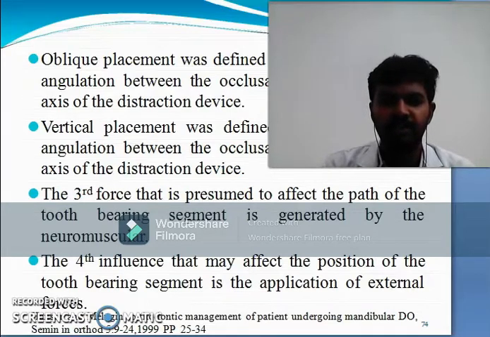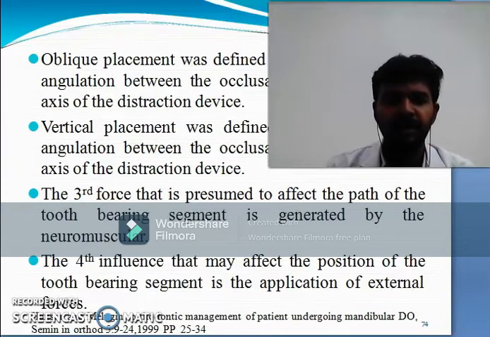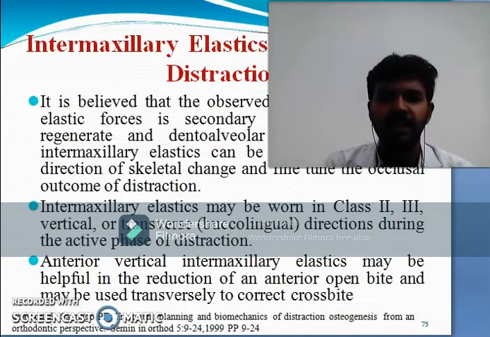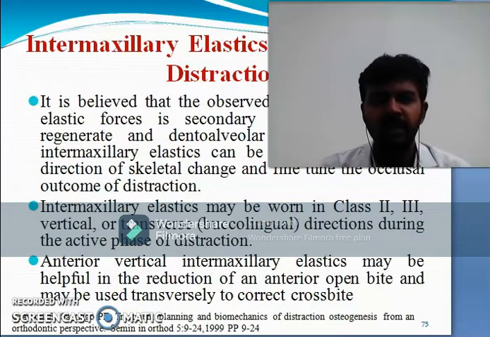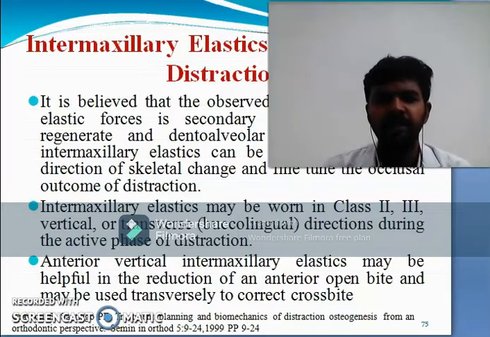The third force that is presumed to affect the path of the tooth-bearing segment is generated by neuromuscular activity. The fourth influence that may affect the position of the tooth-bearing segment is the application of external force, the intermaxillary elastics during active distraction. It is believed that the observed occlusal response to the elastic forces is secondary to the molding of the regenerate and endothelial remodeling.